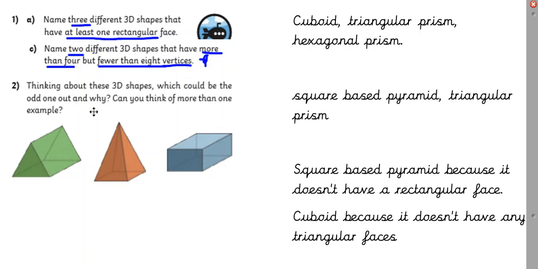And then for your last question, thinking about these 3D shapes, which could be the odd one out and why, you could have said that the square-based pyramid is the odd one out because it doesn't have a rectangular face. Or you could have said the cuboid is the odd one out because it doesn't have any triangular faces. You could maybe have counted the corners, the vertices or the edges or the faces and chosen another odd one out from that as well. Okay, completely up to you. Well done if you got that one correct.